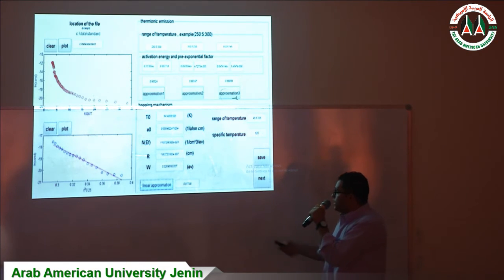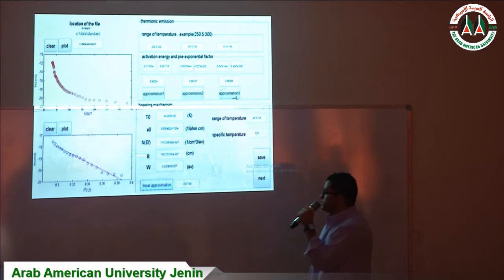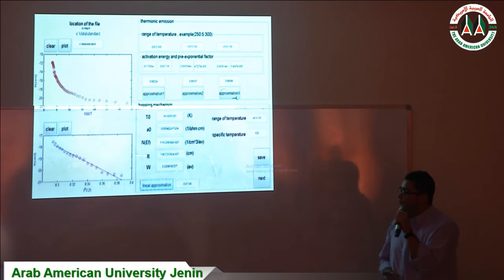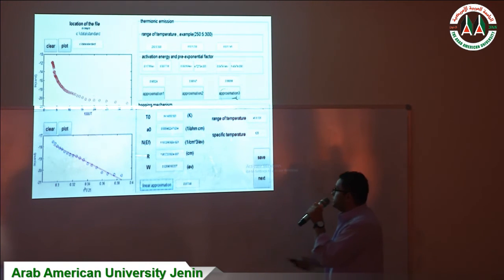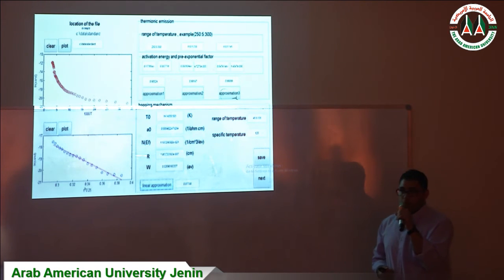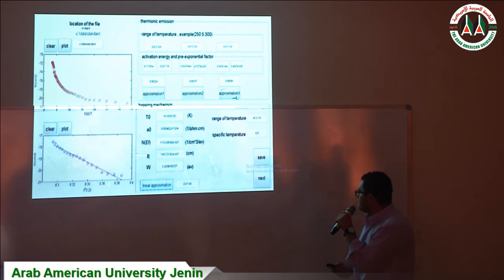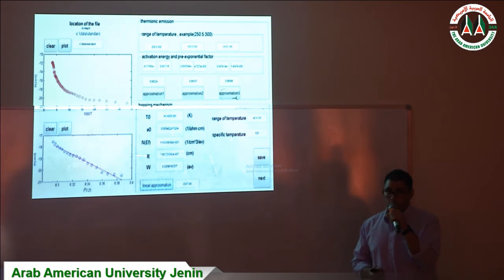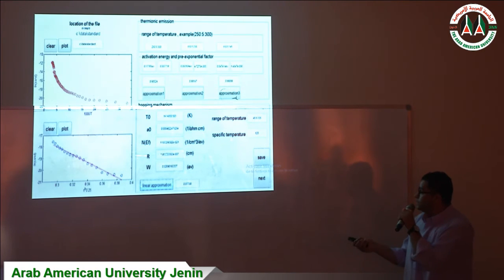The lower part of the page is due to the hopping mechanism, and to find the hopping parameters at a specific temperature, we fit the conductivity at low temperature by linear approximation. We can save these parameters in the program because we will use them in the future.